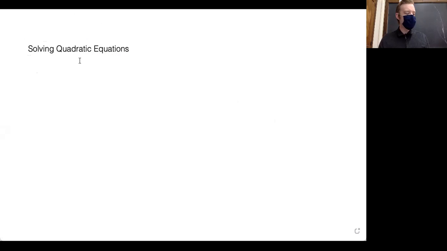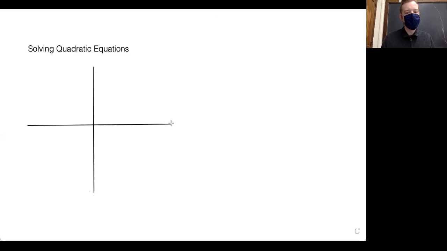So let's talk about what this actually means and what this actually represents visually. So visually, we are going to be looking for these values here. So if I have my graph, like so.